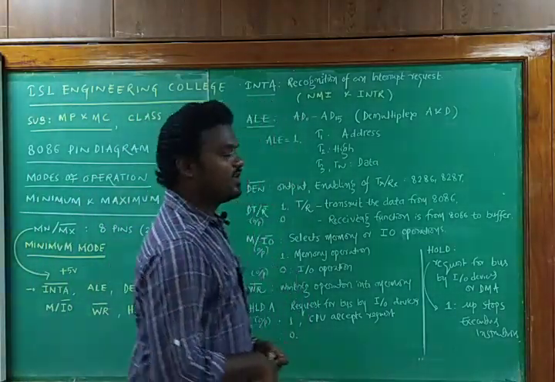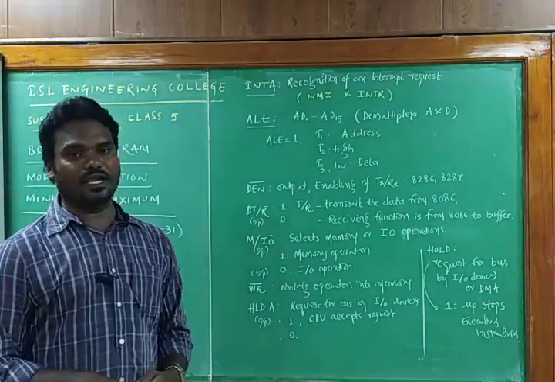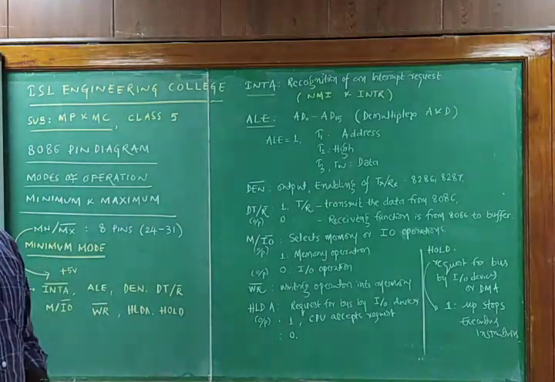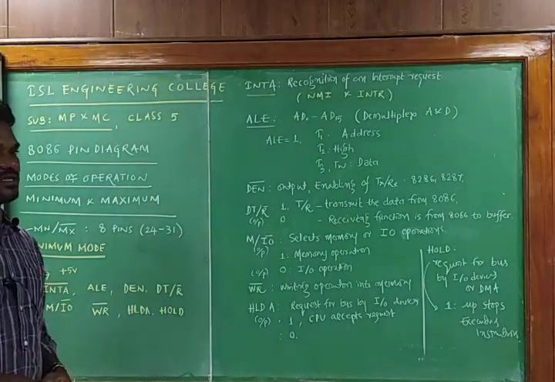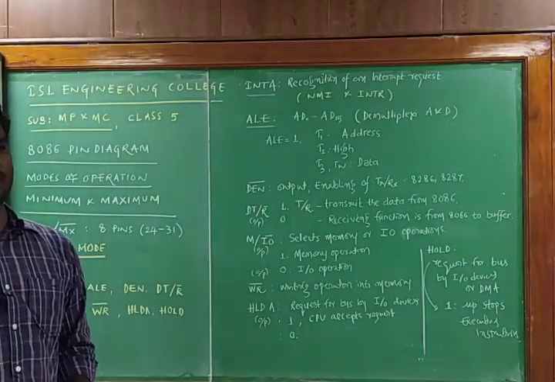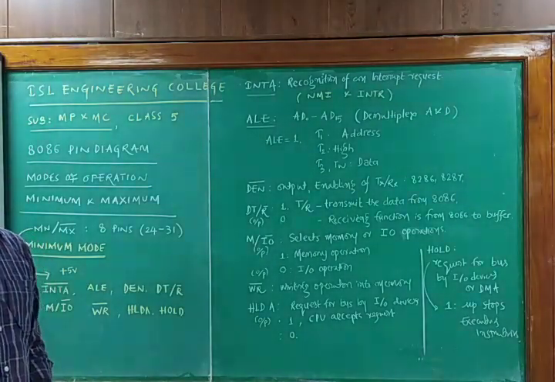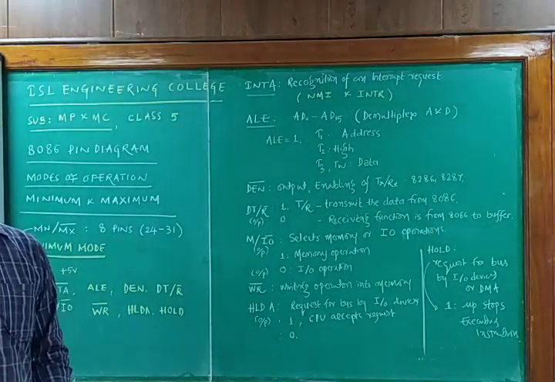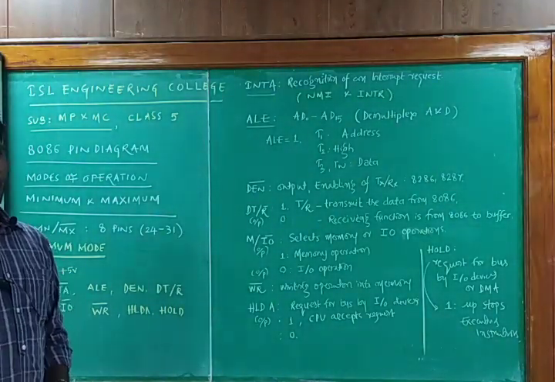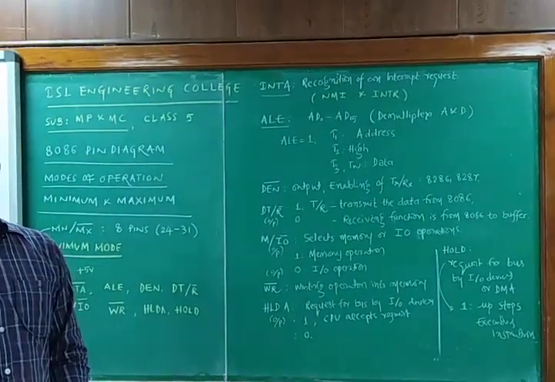Like that, we have the specific function signals: 8 in the minimum mode of operation and 8 more in the maximum mode of operation. Of the total 40 pins of the microprocessor, 32 pins serve the common function, so they are named common function signals, and the remaining 8 pins serve the specific function in the minimum mode and the maximum mode. With this, the 40 pin description is completed for the 8086 microprocessor.